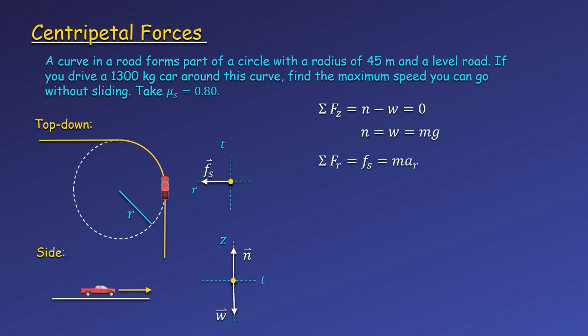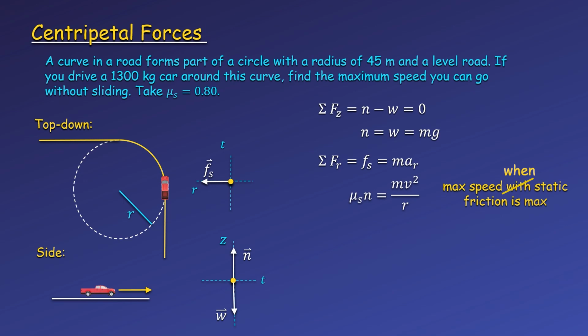Now we can move to the radial direction, where static friction is pointing inward in the positive radial direction. Setting this equal to mass times radial acceleration, we can substitute our formulas for static friction and radial acceleration. Here, static friction is equal to the coefficient of static friction times the normal force, because this is the maximum value. The maximum speed occurs when static friction is maximum.